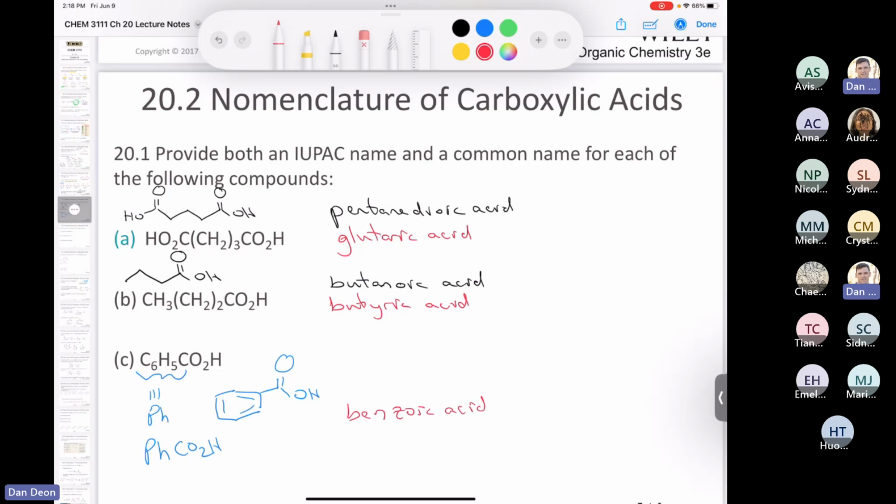acid. But it did teach you that if you have a ring, you can just name the ring and then say carboxylic acid. And so technically this would be benzene carboxylic acid.